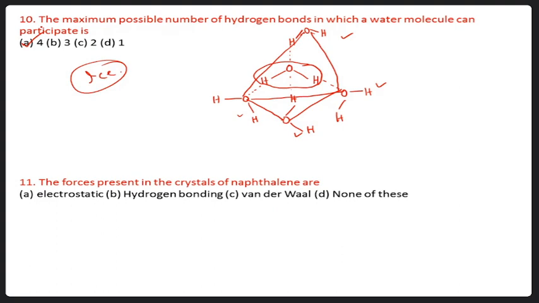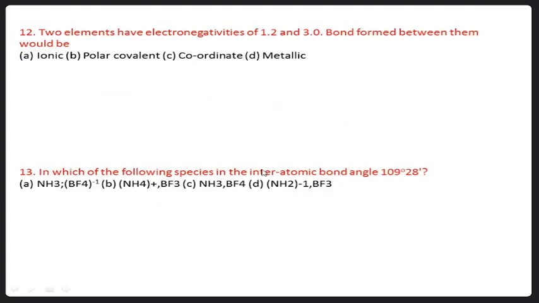Now the forces present in the crystal of naphthalene, that everybody knows, is van der Waals. Yes, that is a very good question. Two elements have electronegativity 1.2 and 3.0. The bond formed between them would be what type of bond? Ionic or polar covalent? You see the difference in electronegativity, delta chi equals 3 minus 1.2, that is equal to 1.8.